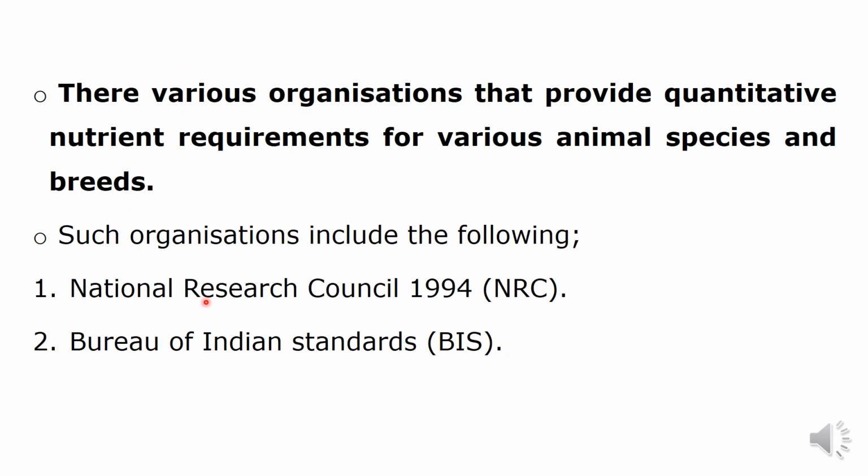There are various organizations that have provided the quantitative requirements of various animal species and breeds. For example, we have basically two: the National Research Council, NRC 1994, then the Bureau of Indian Standards, BIS, of 2007, which provide this nutrient requirement quantitative data for these species.